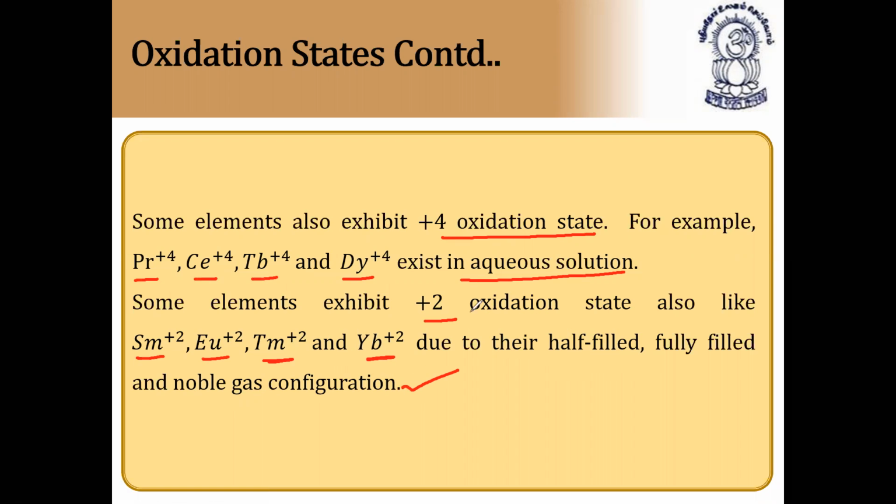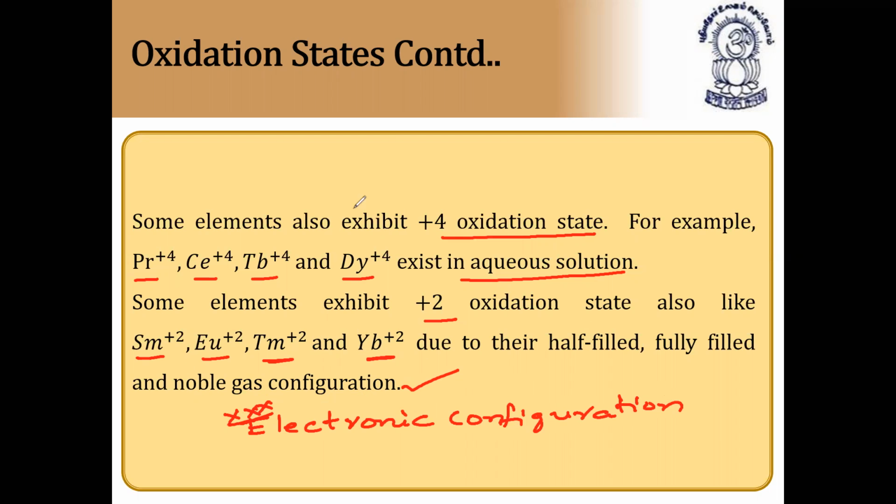So why are they exhibiting +2 also? Due to their half-filled, completely filled noble gas configuration. So in this also, the electronic configuration of f elements is very, very important. Electronic configuration is most important, so you have to be thorough with all the numbers. From this electronic configuration only, you can understand whether they can form +2, +3, or +4.